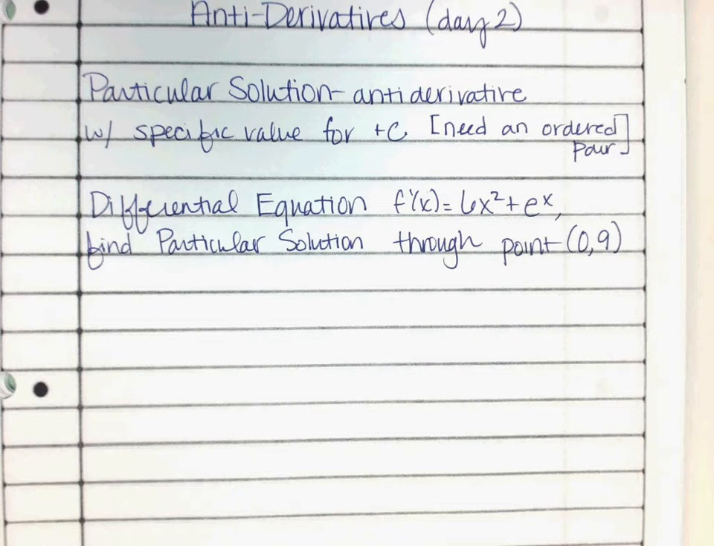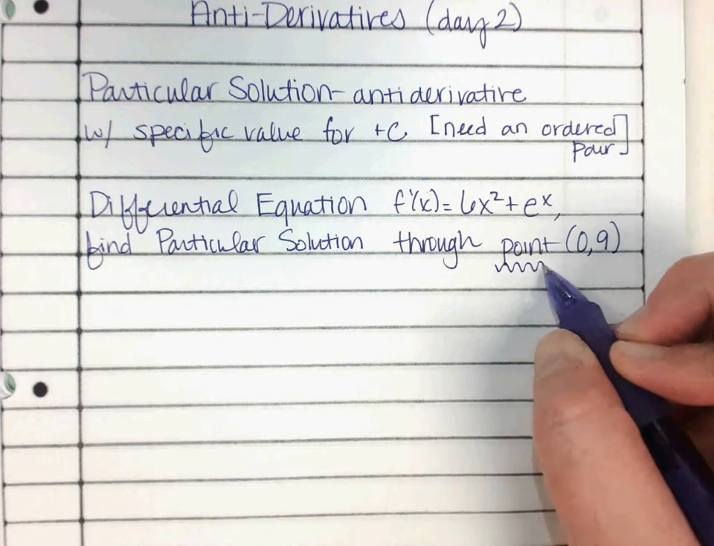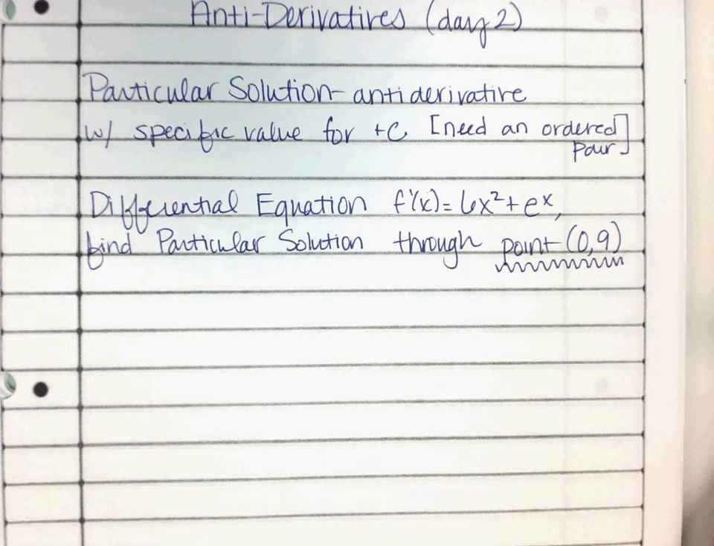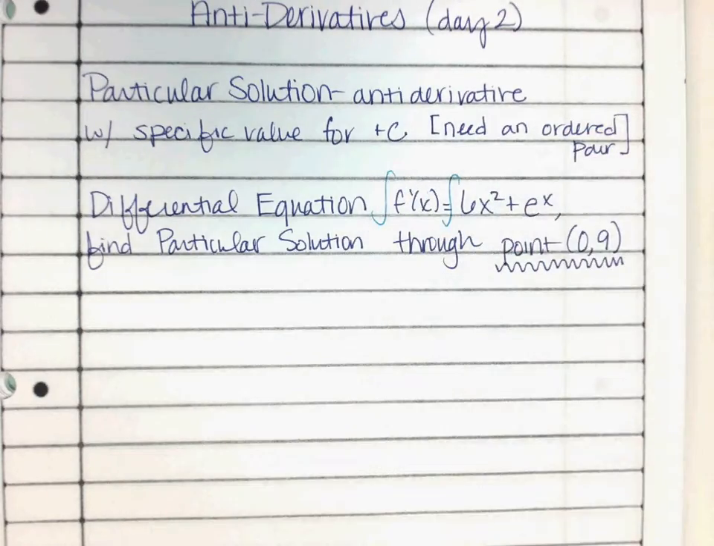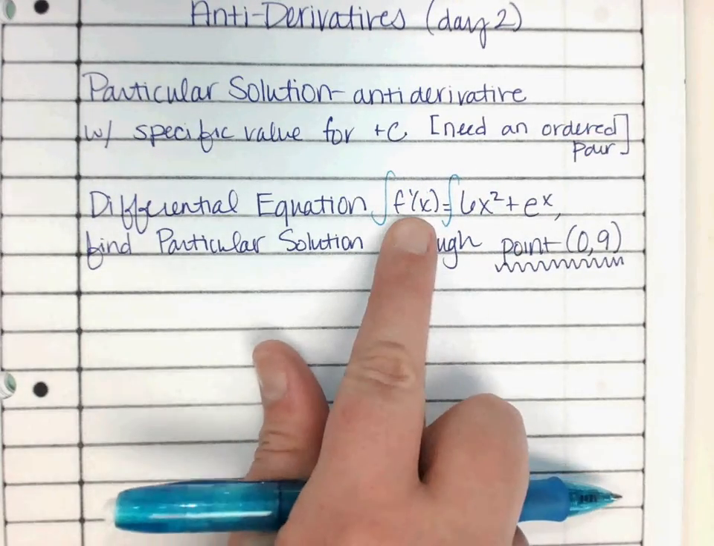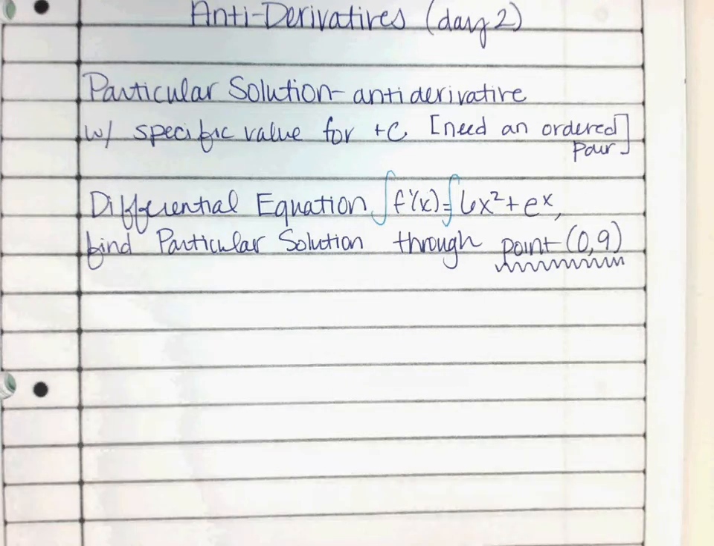So the only difference at this point is yesterday we called it a general solution. Today we're calling it a particular solution. And you have this extra point. So the first part is going to be the same. Now, before we start, what's a differential equation? It's an equation that has a derivative. So if I want to undo the derivative, do you remember the little integral symbol? Okay, do it on both sides.